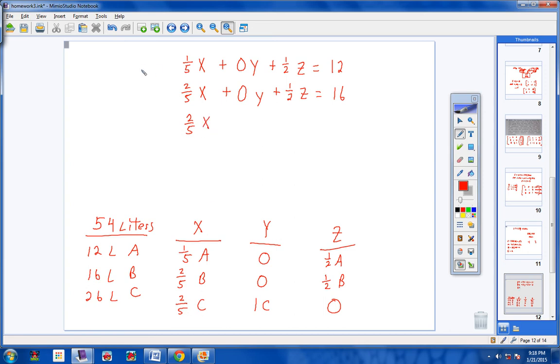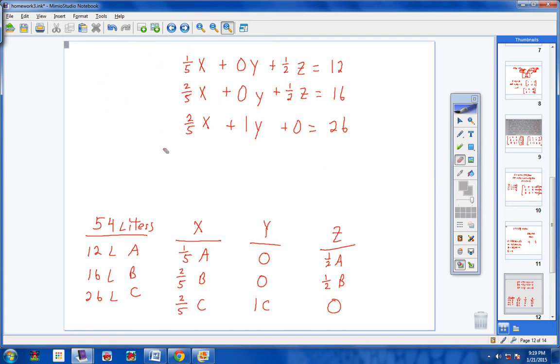This is my chemical A equation. This is my chemical B equation. This is my chemical C equation. So 2/5 X gives me my C, plus 1Y gives me my C. Okay? And then over here I have 0. And that gives me a total of chemical C, which is 26. So there we go. So there is my equation, hopefully.